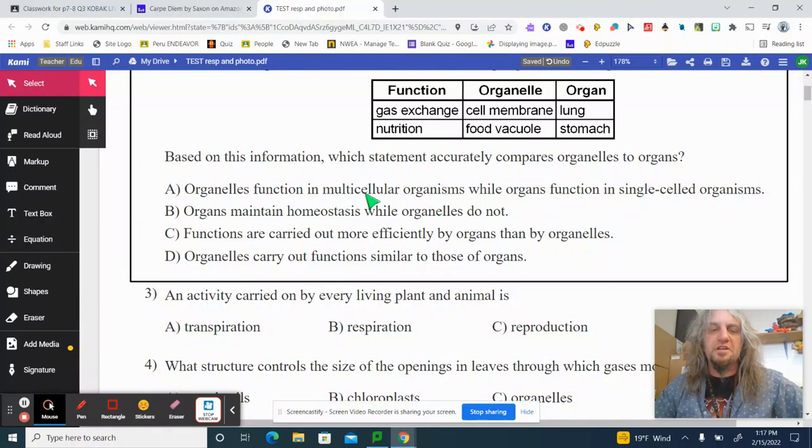A. Organelles function in multicellular organisms while organs function in single-celled organisms. B. Organs maintain homeostasis while organelles do not. C. Functions are carried out more efficiently by organs than by organelles. Or D. Organelles carry out the functions similar to those of organs.